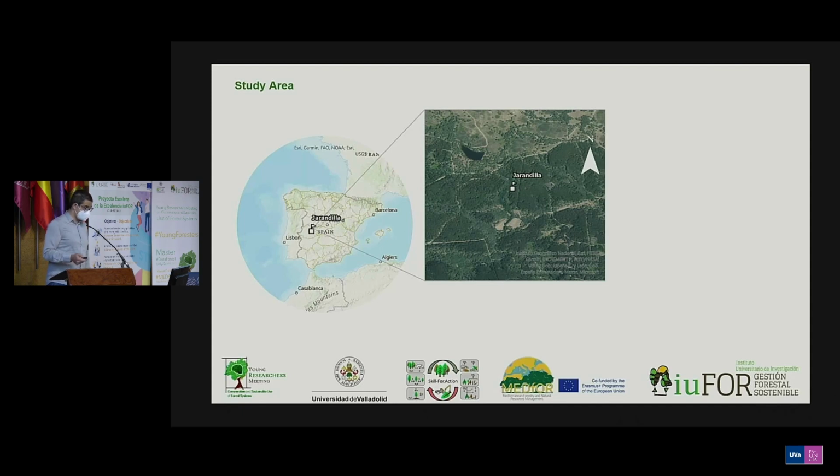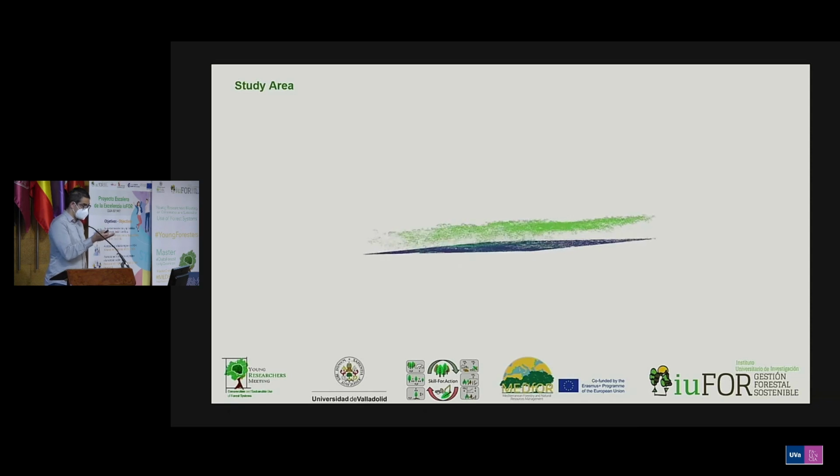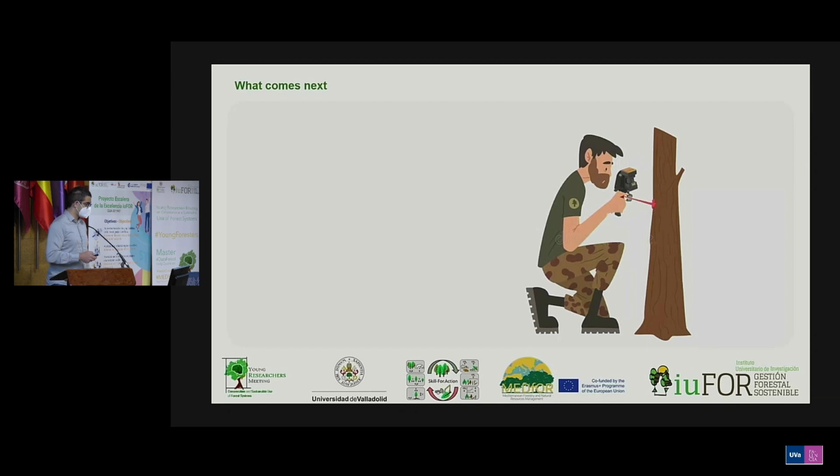The place is in Jarandilla, in Spain, and this is the point cloud from the ALS. It's much less dense. We basically just have ground points and canopy points, so we don't have much data from the trees, the diameters, the stems, all this difference.